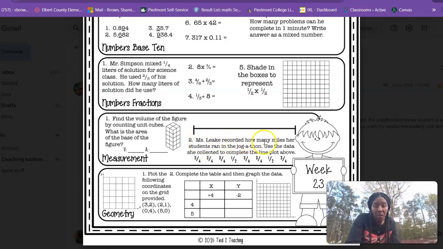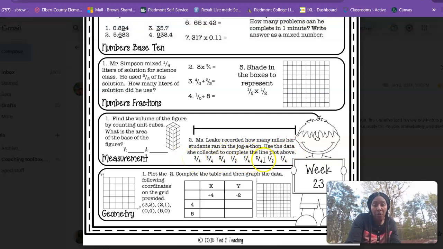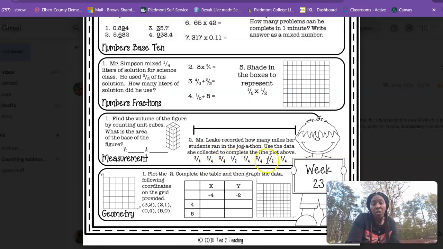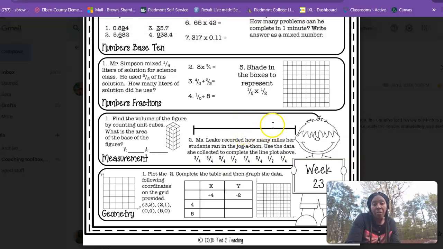This says Miss Leek recorded how many miles her students ran in the jogathon. Use the data she collected to complete the line plot above. So they give you 3/4, 1/2, 3/4, 3/4, 1/2, and 3/4. So 1, 2, 3, 4, 5, 6 of them jog 3/4 of a mile, and two of them jog 1/2 of a mile. So 1/2 would be here, 3/4 would be somewhere over here. So you would just need to put that number of X's above the line to plot your data.